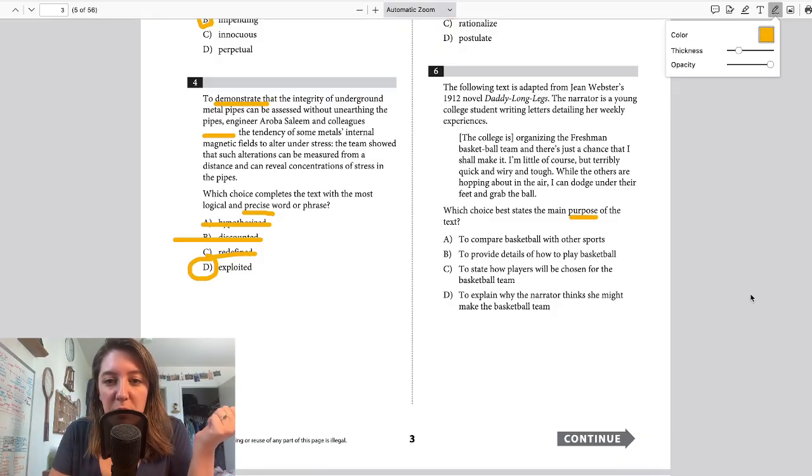So to explain why the narrator thinks she might make the basketball team. It's this one, right? That's basically what we said. She's trying to tell someone why she thinks she might make it. So this one is D. Great.